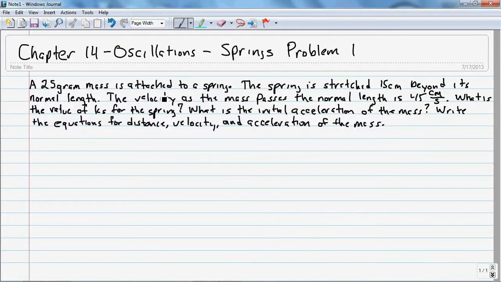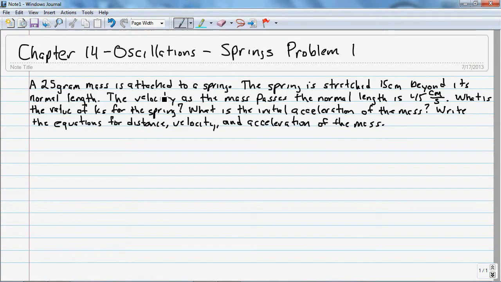Let's do a problem involving springs. So this first problem, we have a 25-gram mass attached to a spring. The spring is stretched 15 centimeters beyond its normal length. Normal length refers to the equilibrium, or the center, basically, of the oscillation. The velocity as the mass passes the normal length is 45 centimeters per second.